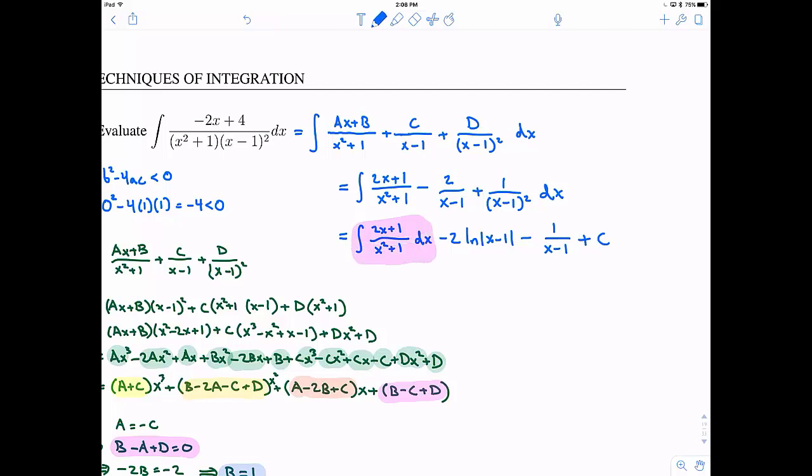So then the big question is, how do I integrate this first thing? This may be a good point to pause the video and try some things yourselves. And when you're ready for the answer, come back. But the idea here is that we're going to split it up.